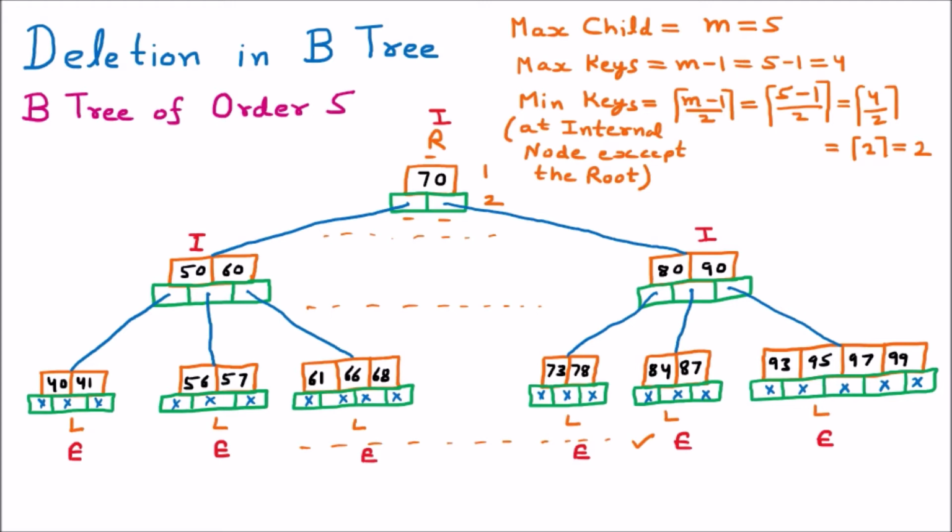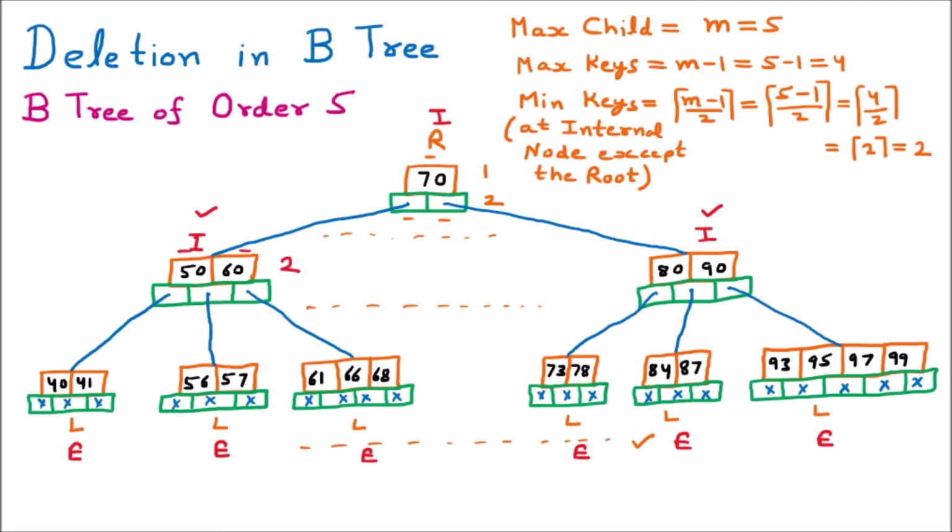So we are not considering the root here. That means we are talking about this internal node and this internal node. So two internal nodes are there, and they should have a minimum of 2 keys. Now calculate: if we are talking about the first internal node, then 50 and 60, so 2 keys are there.